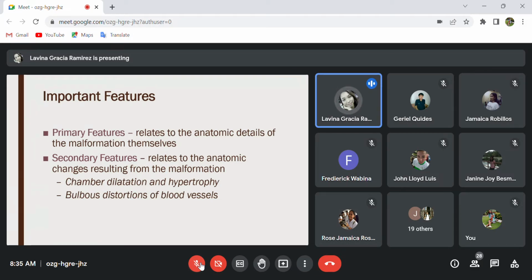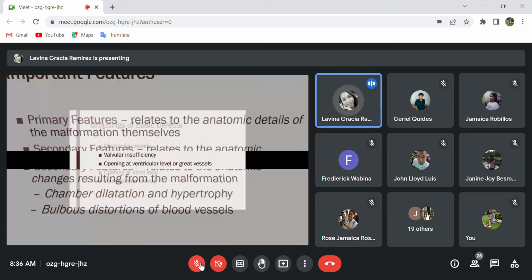So this is more like the consequences. What will happen if there's a malformation? Then this will develop, or this will be a response. That's why when you assess, you can see dilatation, hypertrophy, distortions of that affected structure. So those are the secondary features. Now, for the grouping of defects, we have five.